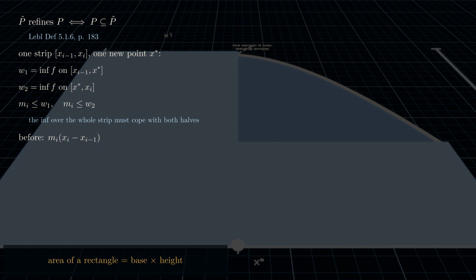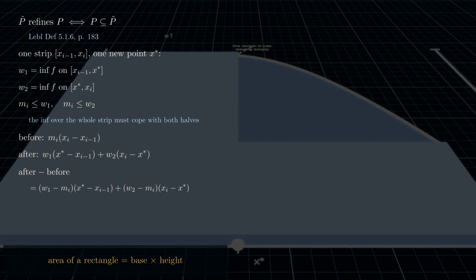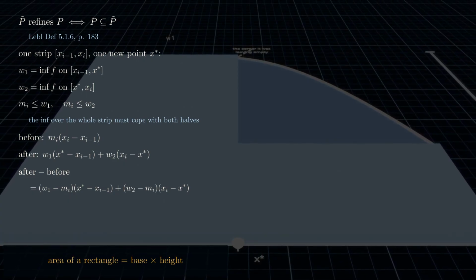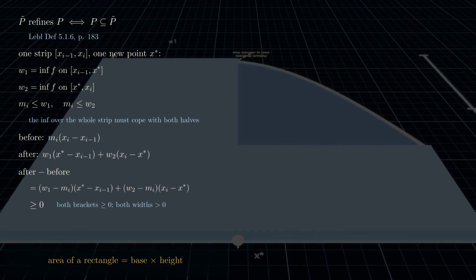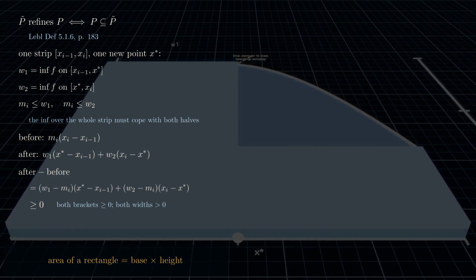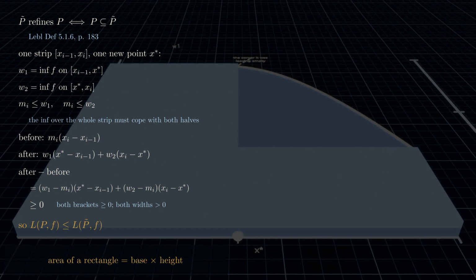Before the cut, that strip contributed mi times the full width. After, W1 times the left width plus W2 times the right. Subtract old from new and group. W1 minus mi times the left width plus W2 minus mi times the right. Both brackets are at least 0, both widths positive, so the difference is at least 0. The lower sum went up, or stayed put.